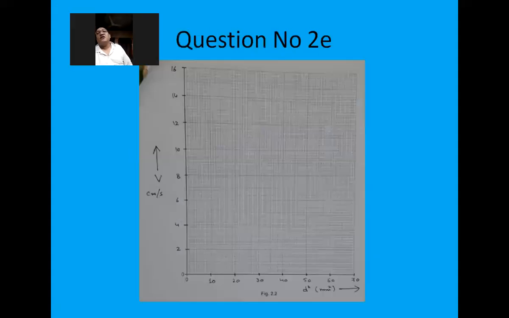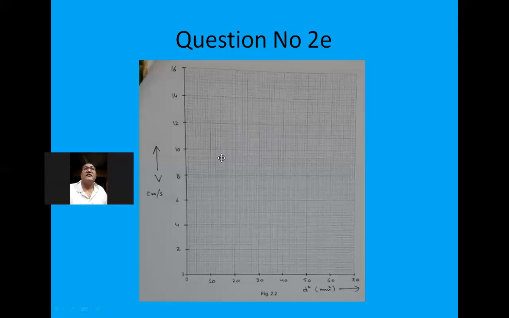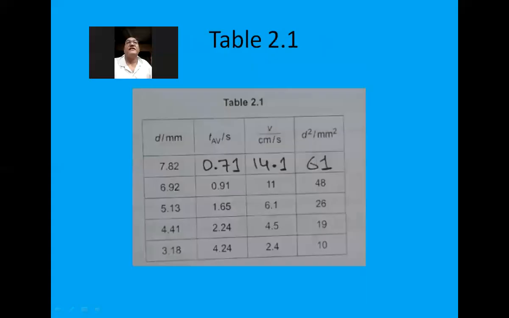Okay, so here you can see that I have drawn that grid. On the x-axis we have D square, its values from the table. The minimum value of D square is 10, the maximum value of D square is 61, the minimum value of V is 2.4 and the maximum value of V is 14.1. So this is the x-axis, this is the y-axis. So I will plot these points.